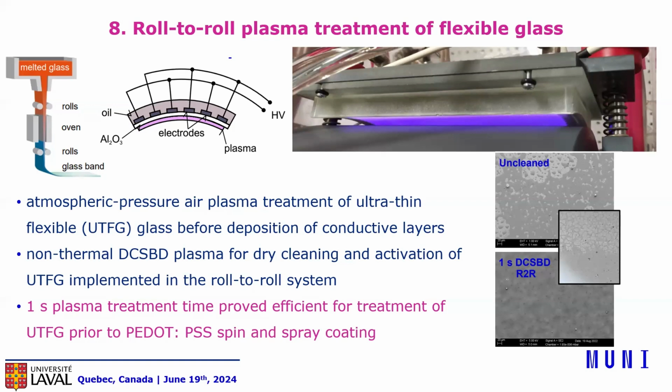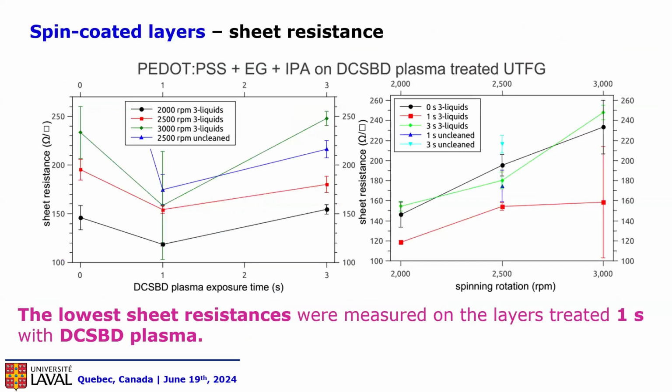And as it was found out, 1 second, really short exposure time, 1 second plasma treatment time proved efficient for treatment of this ultra-thin flexible glass prior to PEDOT spin and spray coating. We were testing this PEDOT coating, which is used for production of solar cells. Also, the effect of plasma can be seen on these images, where in the case of plasma treatment, the layer is homogeneous on the surface. The layer was prepared by spin coating technology, but also by spraying.